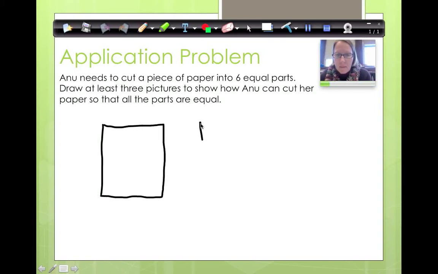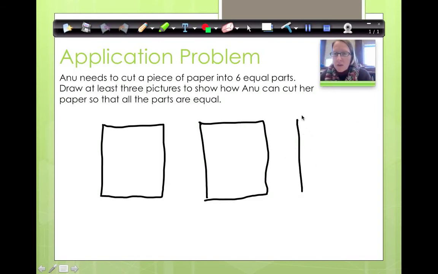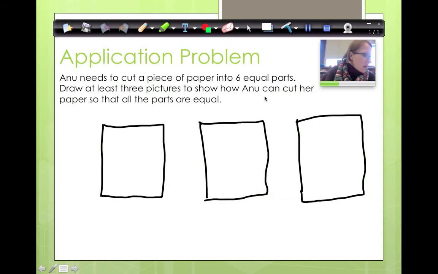Here's one. Now we could always draw another one, but for right now it says at least 3, so we're going to start with that. If you get done with 3 and you want to do more, go ahead. Now it says I have to cut it into 6 equal parts. Okay, so how can I cut the paper?